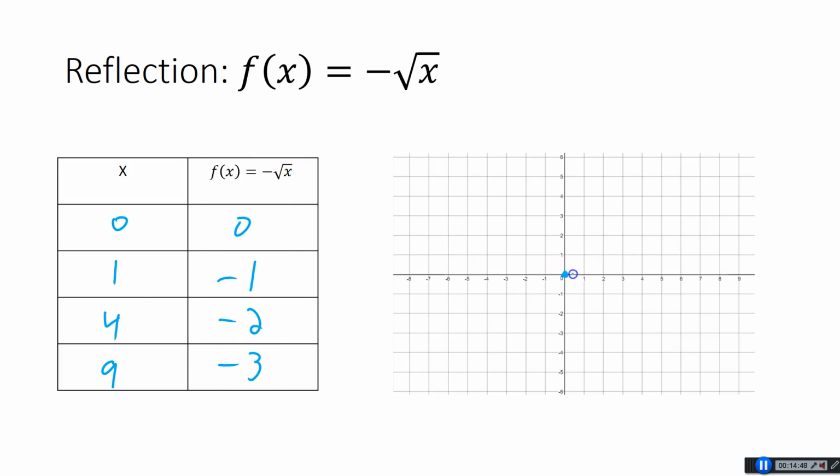So 0, 0 is on there. Let's see. We got 1, negative 1. We got 4, negative 2, that's right there. We got 9, negative 3. What happened to my square root function? It looks like it was flipped over the x-axis.